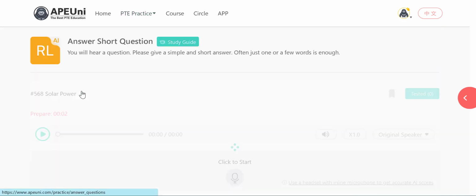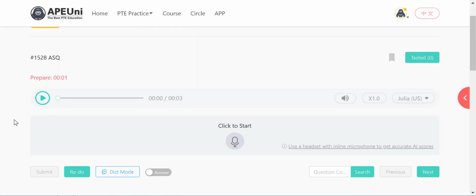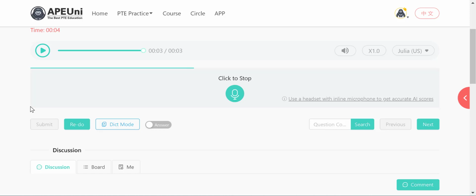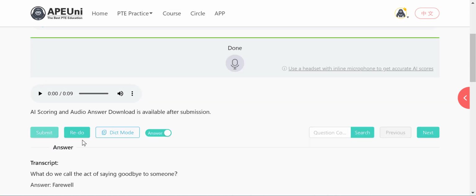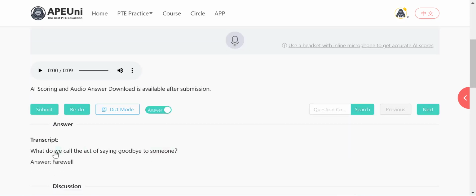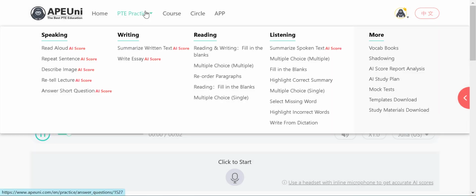And answer short question: there are a few of them at the end of the speaking section. One question is like this: what do we call the act of saying goodbye to someone? The answer is farewell. You are allowed to repeat it a couple of times; it doesn't matter. And after that, the speaking section is done.